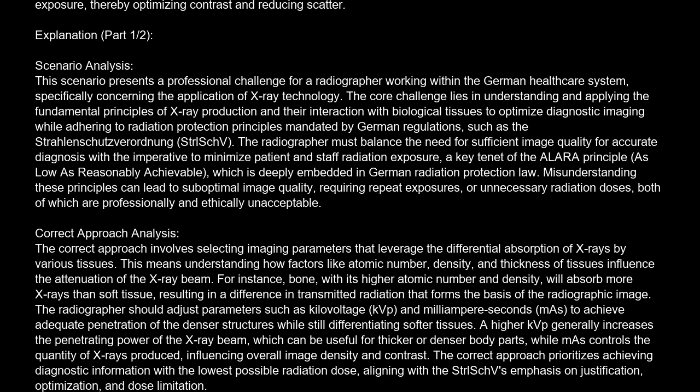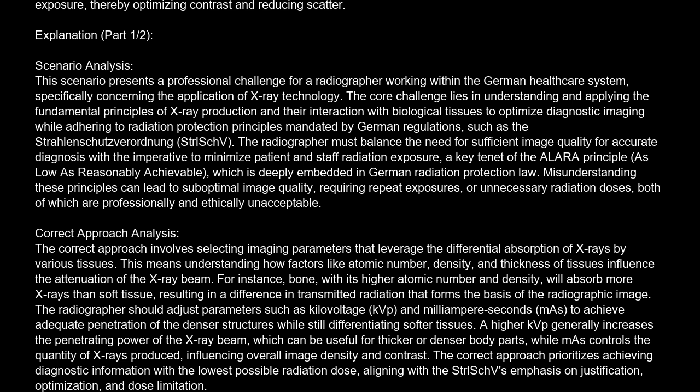The radiographer should adjust parameters such as kilovoltage, kVp, and milliampere-seconds, mAs, to achieve adequate penetration of the denser structures while still differentiating softer tissues. A higher kVp generally increases the penetrating power of the X-ray beam, which can be useful for thicker or denser body parts, while mAs controls the quantity of X-rays produced, influencing overall image density and contrast. The correct approach prioritizes achieving diagnostic information with the lowest possible radiation dose, aligning with the StrlSchV's emphasis on justification, optimization, and dose limitation.